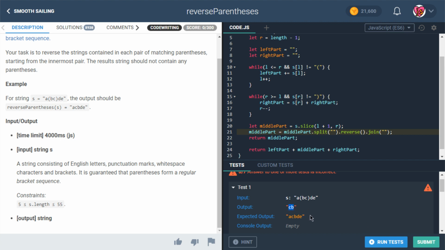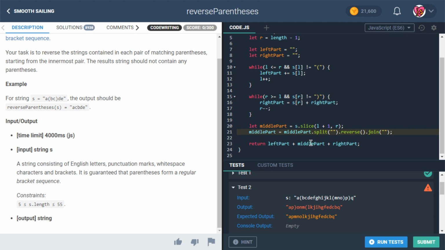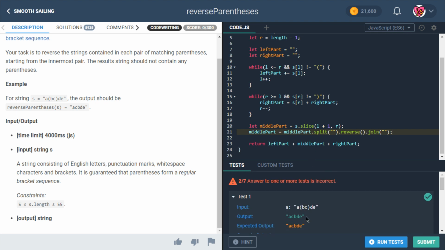Okay, so now we are getting the CB that we're looking for, and we've got our left part, our right part, and the middle part. So this should work, right? I mean, we don't have to return middle part anymore. We could just do this. Okay, so notice it passed the first one. It had the left part, it pasted in the middle part there, which was the flipped CB that came from inside the parentheses here, and then it concatenated the right part onto the end. So far this is working the way we want it to. The problem is it's not iterating. We're not doing recursion yet, so that's why there's still parentheses in this one.